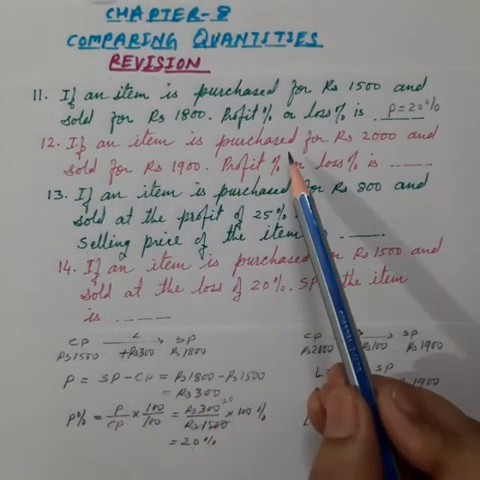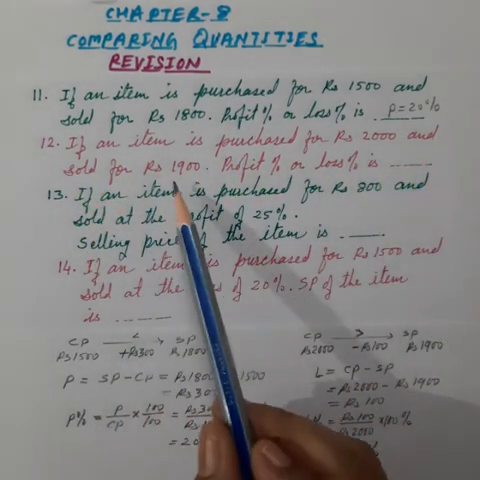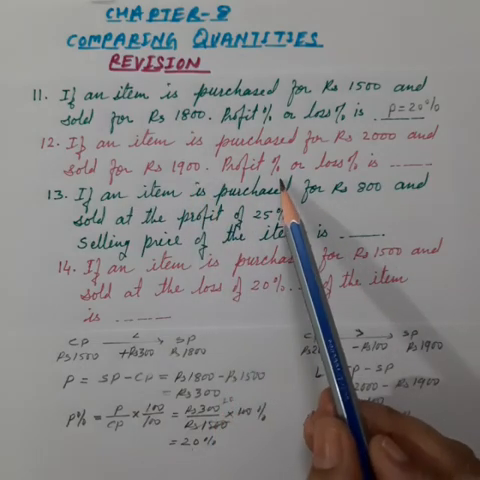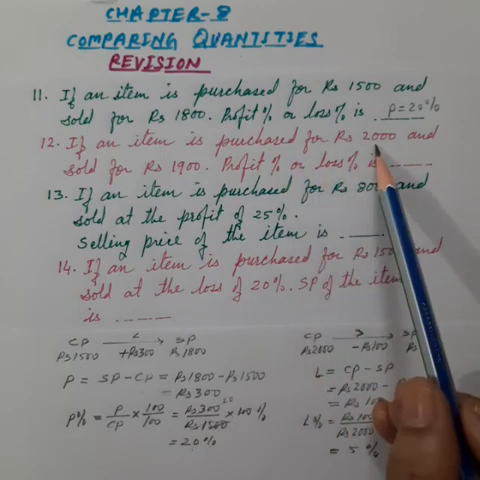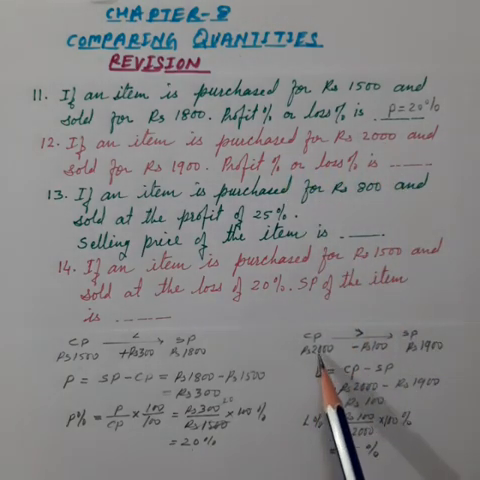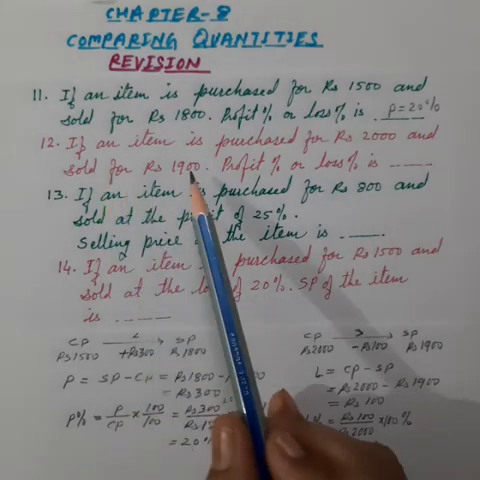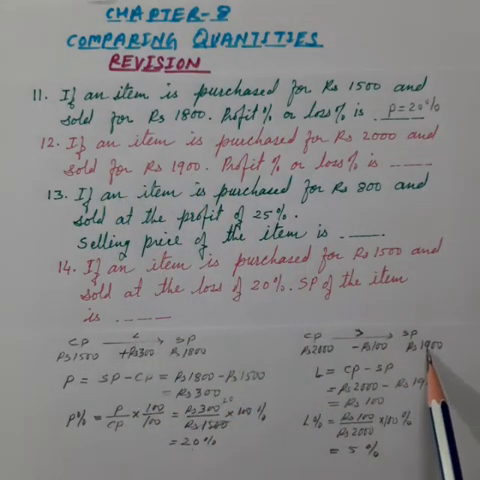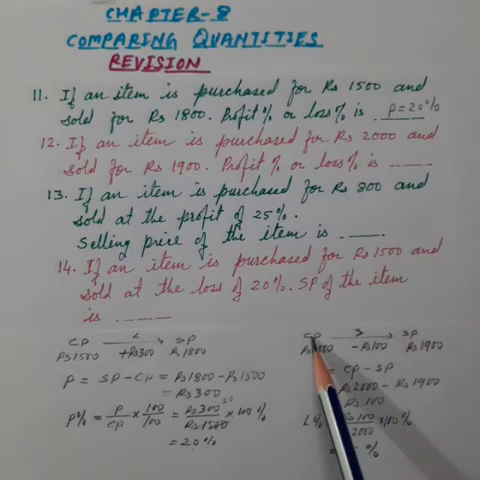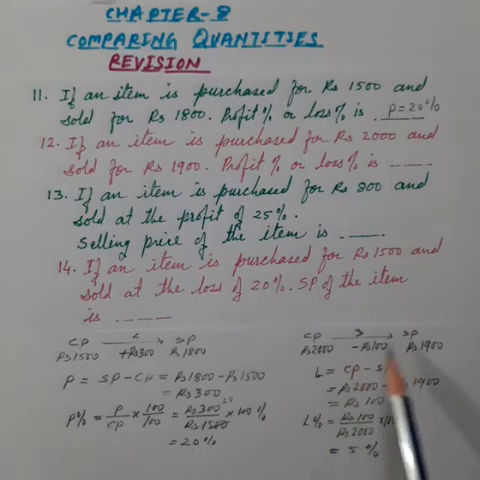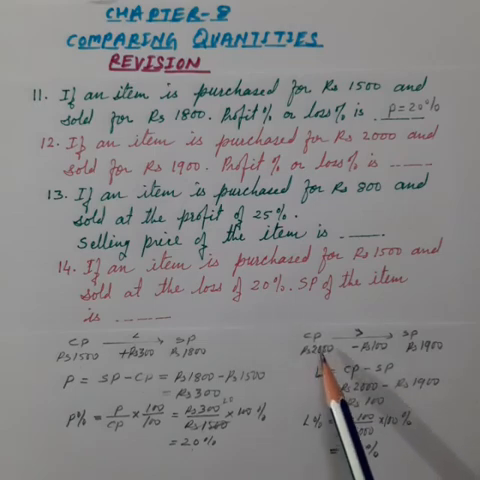If an atom is purchased for rupees 2000 and sold for rupees 1900, what is the profit percent or loss percent? Here the atom is purchased for rupees 2000, so cost price is 2000 rupees, and sold for rupees 1900, so selling price is 1900. Selling price is smaller than cost price, so there is loss. To find the loss, we have to find the difference between cost price and selling price. Here cost price is greater, so subtract selling price from cost price.